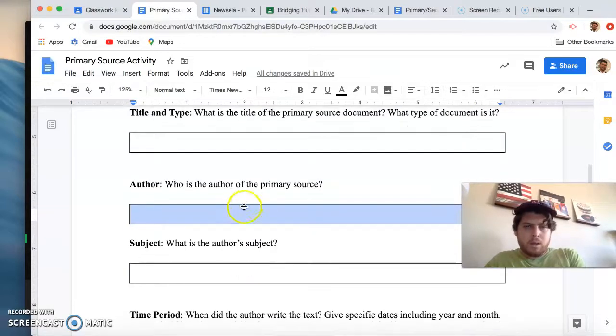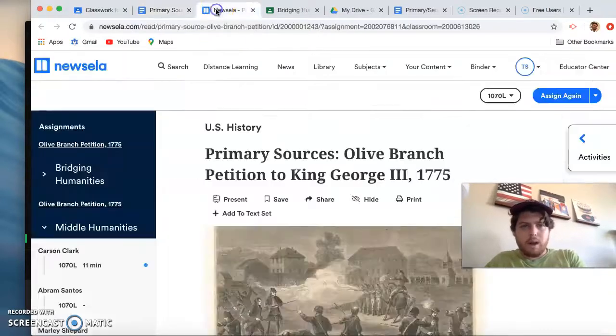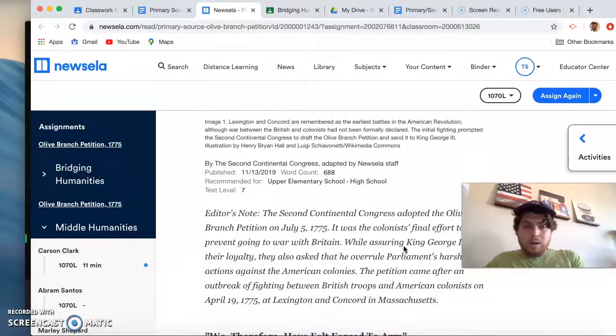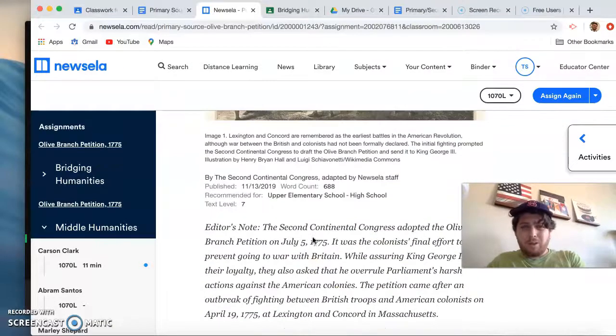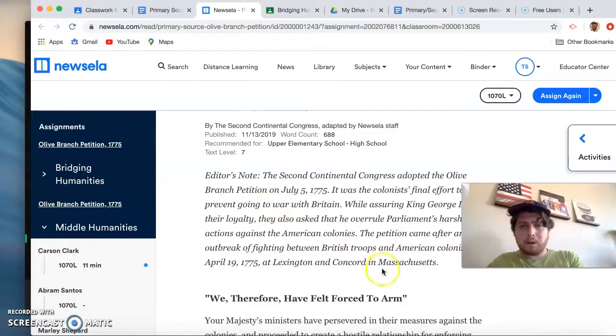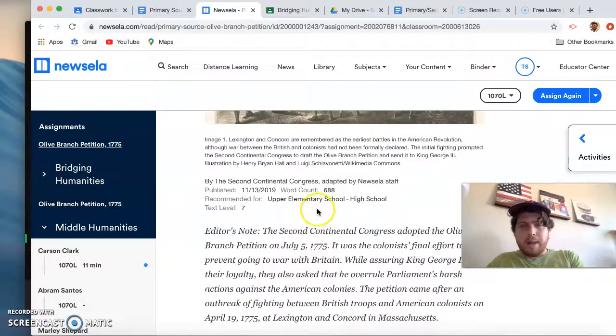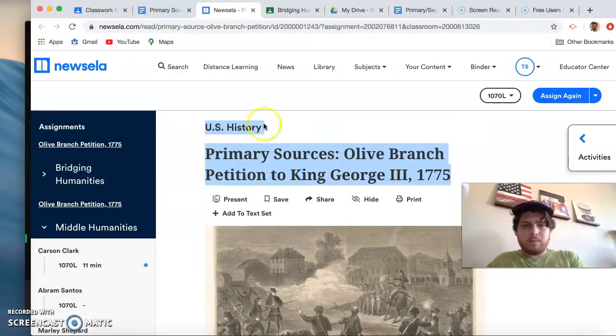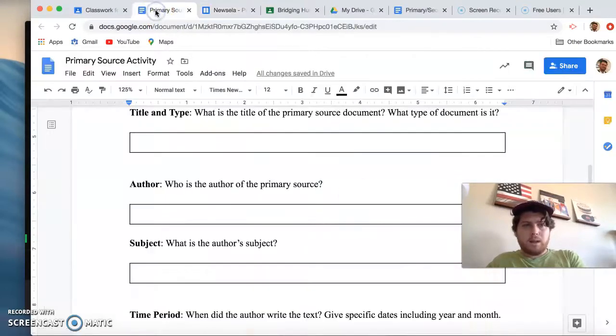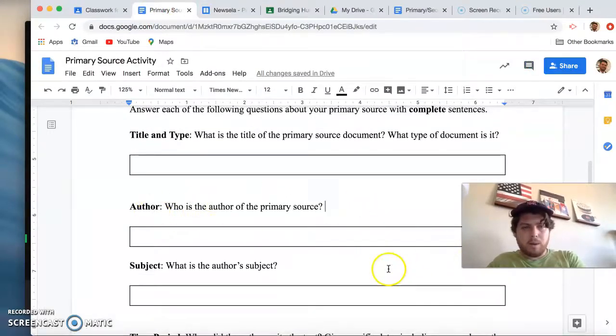The author of the primary source. Who wrote it? So a lot of this information, if you're on New ZLA or Actively Learn, is in the title or in the editor's note. So a lot of the information is here. So if you didn't read this part, you need to go back and read it so that you can get this important information. So who is the author of the primary source?